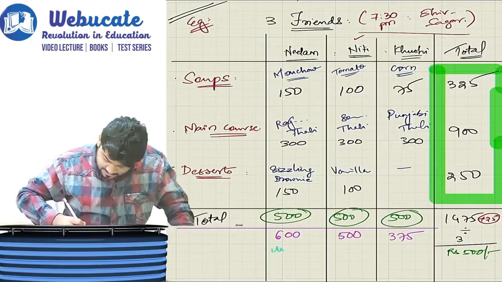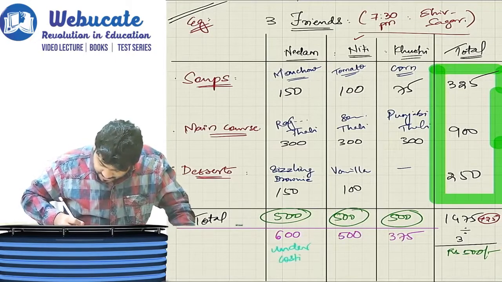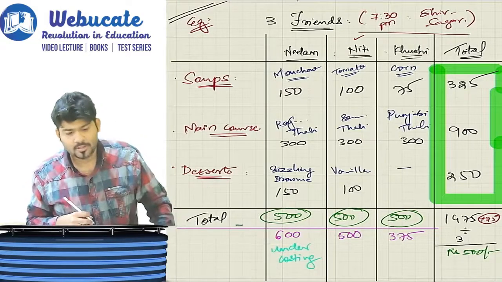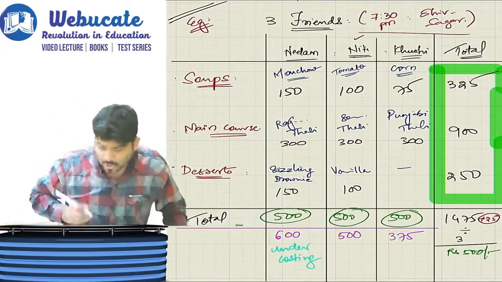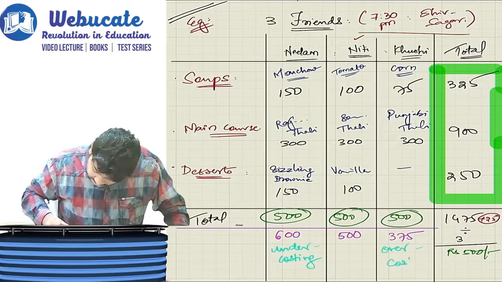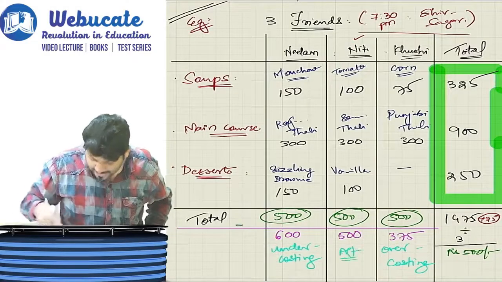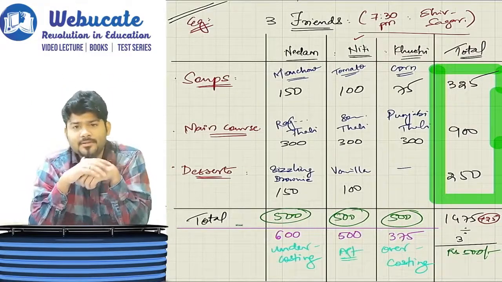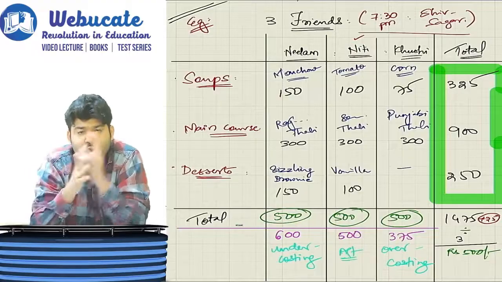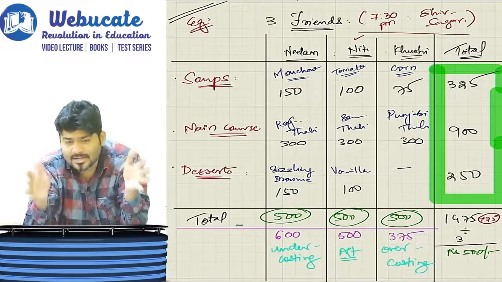A clear-cut case of under costing has happened in the case of Neelam. Tell me, yes or no. A clear-cut case of overcosting has happened in the case of Khushi. Only apt costing has happened, coincidentally, for Neeti. So out of three, two are incorrect costing.